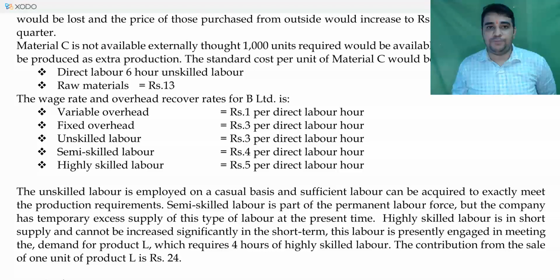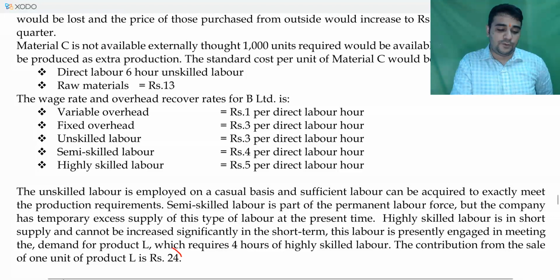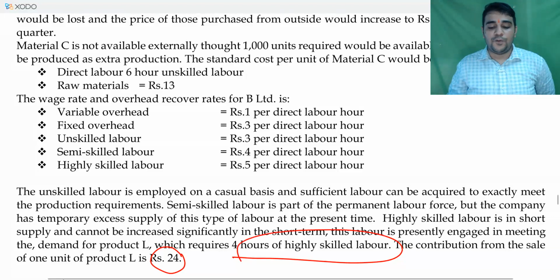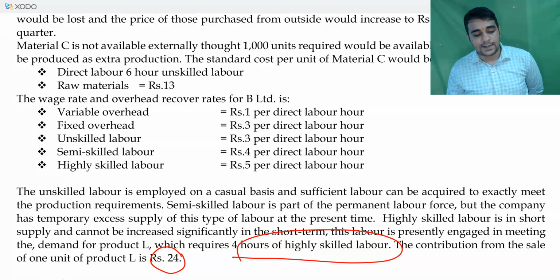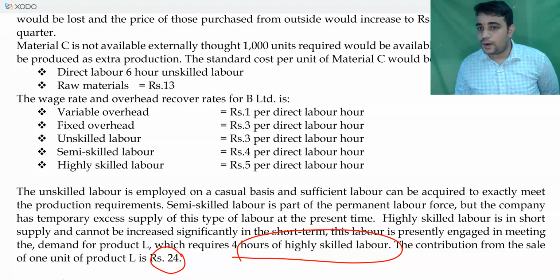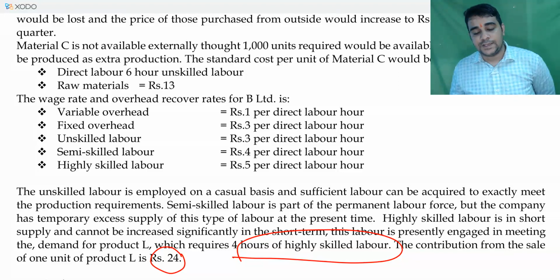plus wages payable. You cannot directly add 24. 24 needs 4 hours of highly skilled labor. So 24 by 4 is 6 per hour. Lost contribution is 6 rupees.